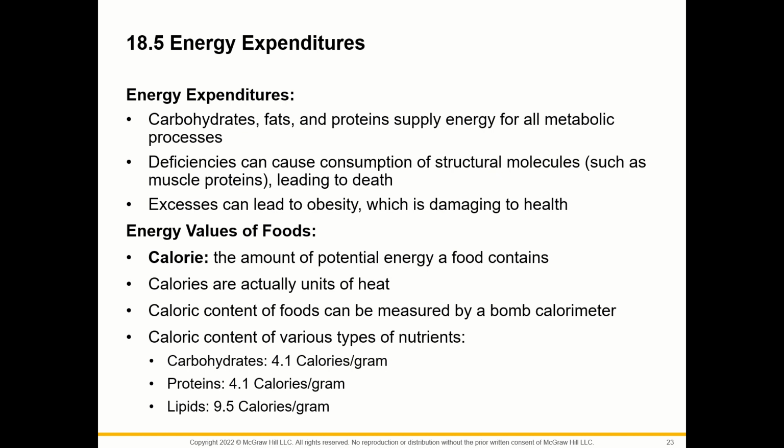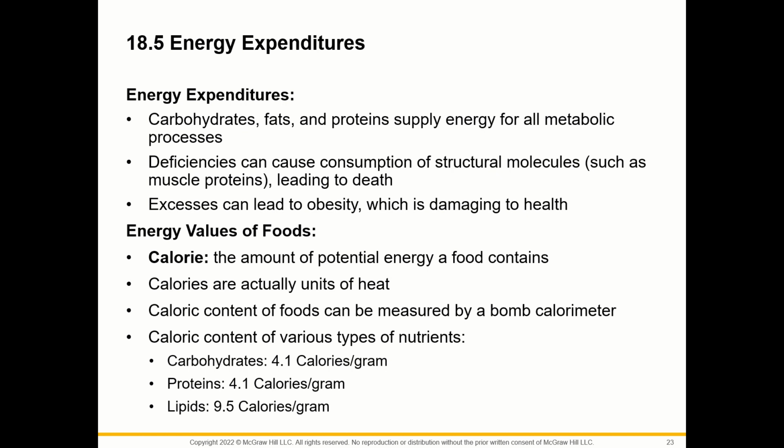The energy values of foods are measured in calories, which is the potential energy a food contains. Calories are actually units of heat. The caloric content of foods can be measured by a bomb calorimeter. Caloric content of various types of nutrients are as follows. Protein has 4.1 calories per gram, which we generally just say 4.